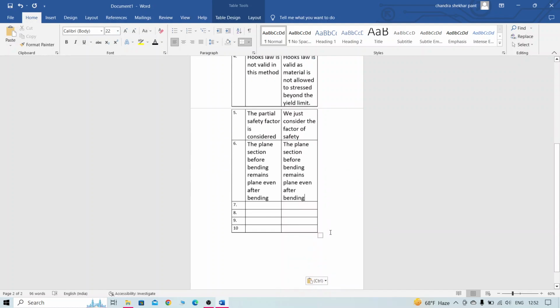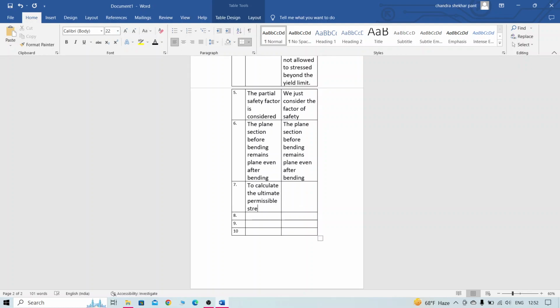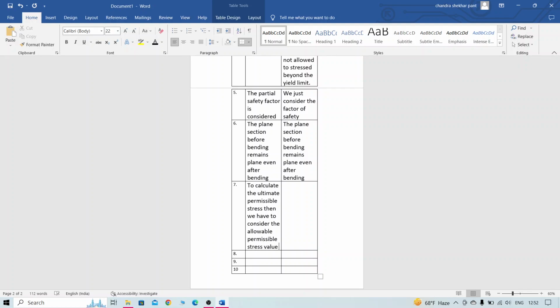In LSM, to calculate the ultimate stress, we have to consider the allowable permissible stress value. It means that if we have to calculate the ultimate stress value or the permissible value, we can take the same value, that is the allowable permissible value, during the calculations.